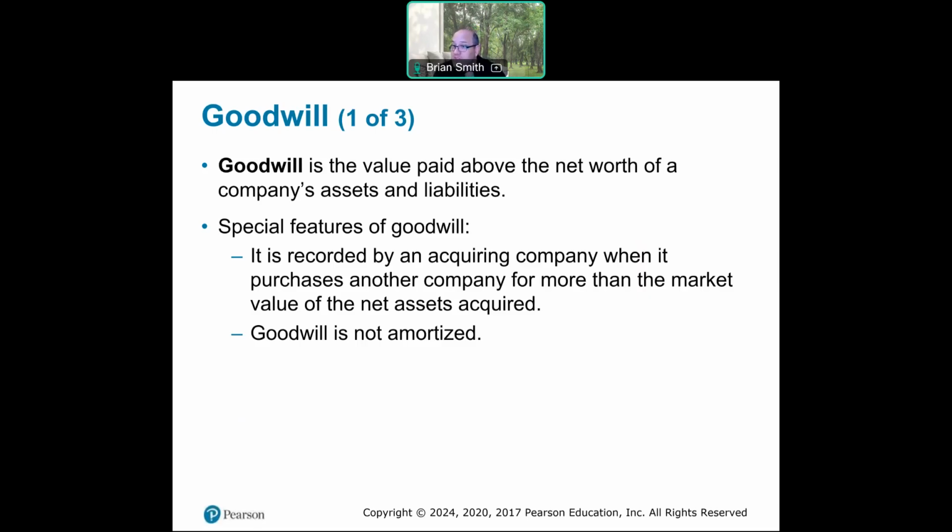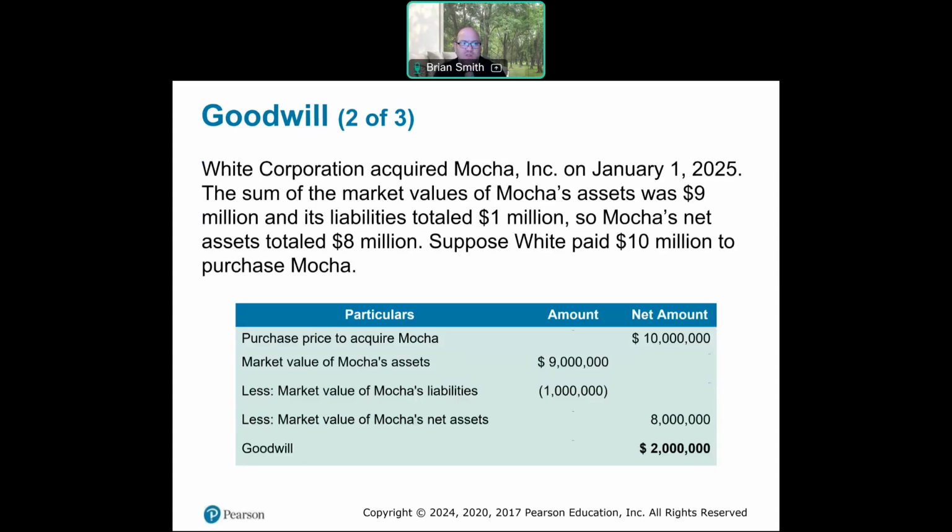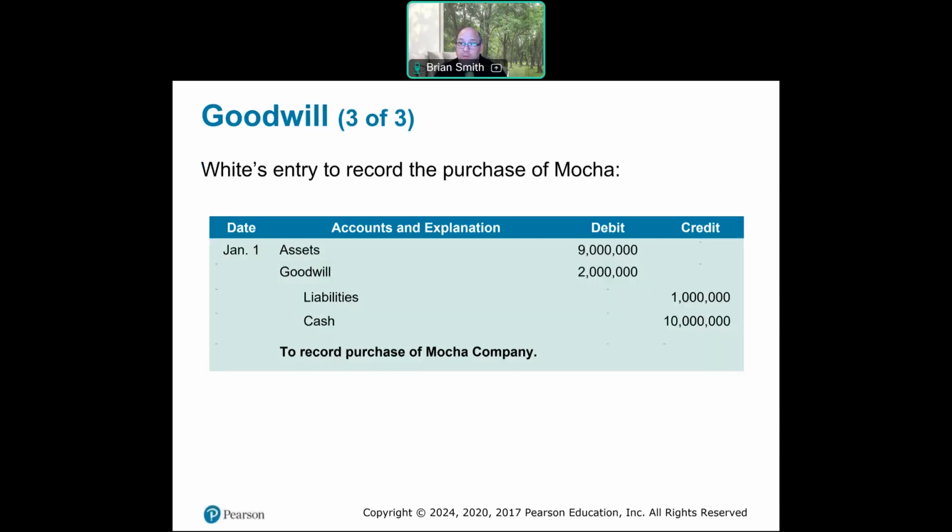Now we're going to show you this. Just know it. Don't study it, don't learn it. I'm not going to give you any questions on this, I don't think. If I do, just let me know and I'll get rid of it. But that's kind of how it works. You bought Mocha for 10 million. The value of Mocha's assets was 9 million, but the liabilities were 1 million. So 8 million was really the equity of the company, and we spent 10 million, so goodwill is 2 million. Boom, there you go.